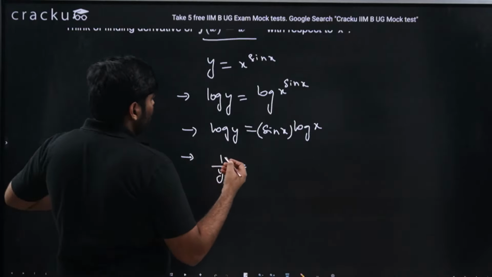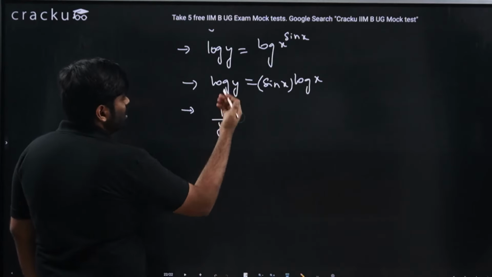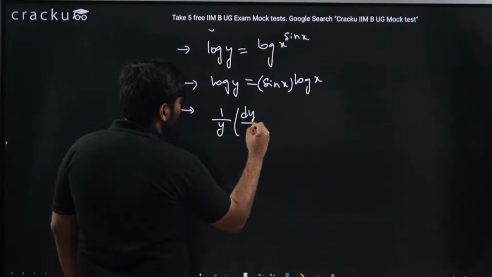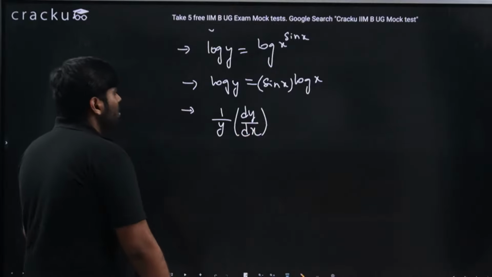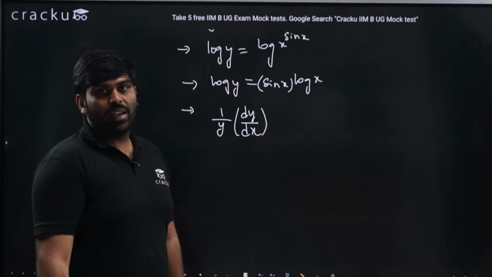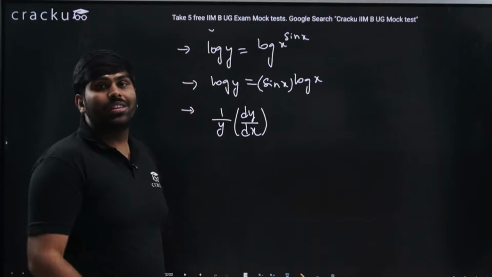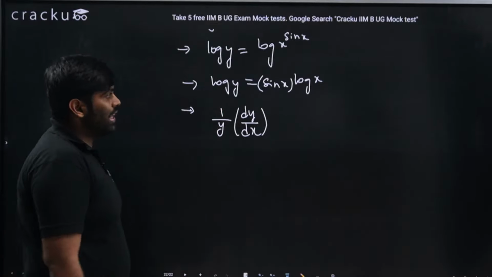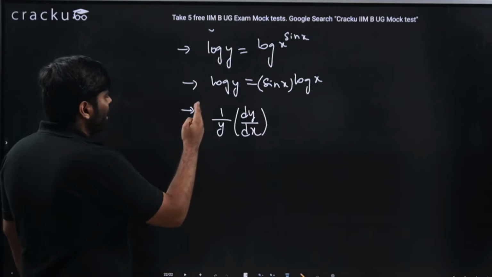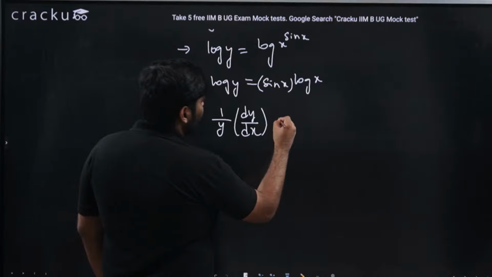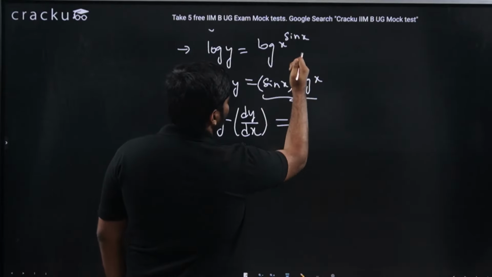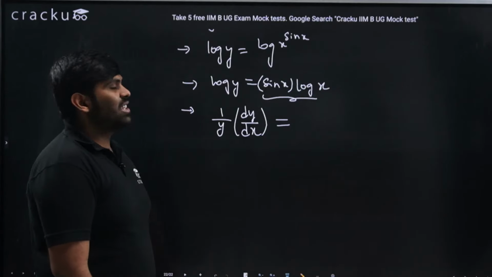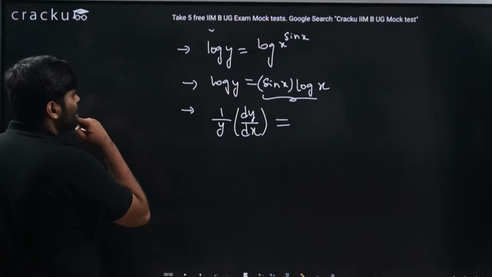So 1 by y, differentiation of log y with respect to x is 1 by y into dy by dx, because if it is log x, then the differentiation is 1 by x, but we are differentiating log y with respect to x. Now we are not differentiating with respect to y. We want with respect to x, right? We are differentiating both the sides with respect to x. So log y differentiation is 1 by y into dy by dx is equal to, now we are differentiating sin x into log x. How to differentiate sin x into log x with respect to x?